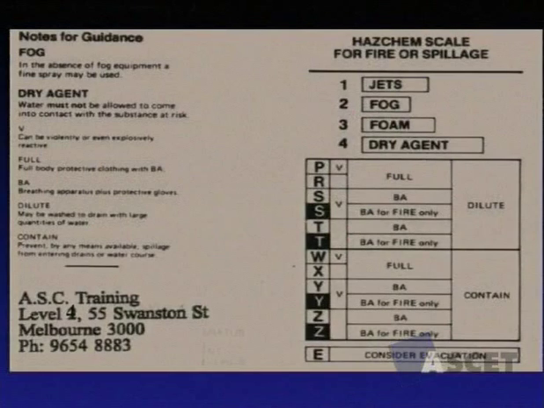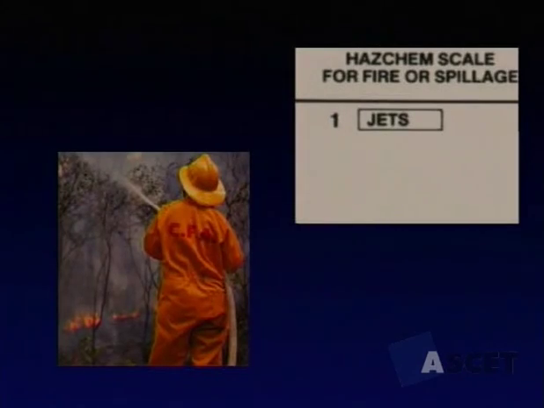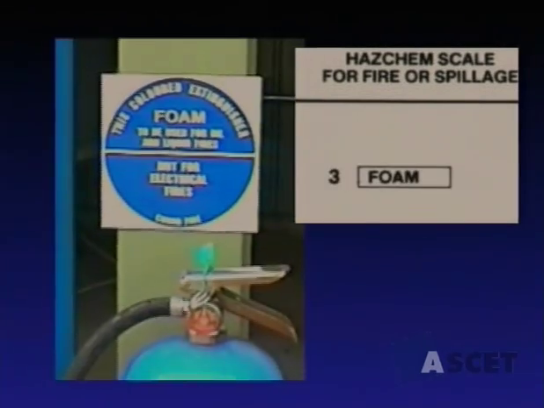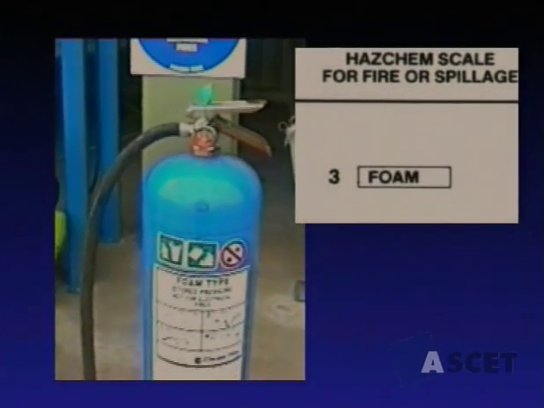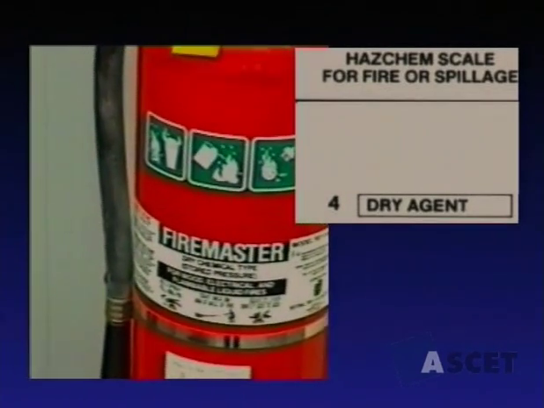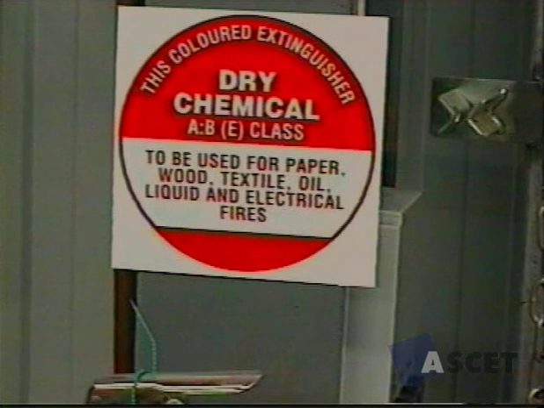This is the HAZCHEM scale for fire or spillage. The sign gives guidance to you and the combating authorities, such as the fire brigade, on the appropriate method of fighting or containing the chemicals or substances as indicated. Number 1 means jets of water can be used. Number 2 means that fog equipment should be used, and if fog equipment is not available, a fine spray may be used. Number 3 is when foam is required. Number 4 is dry chemical. In the case of number 4, water may not be allowed to come in contact with the substance at risk.